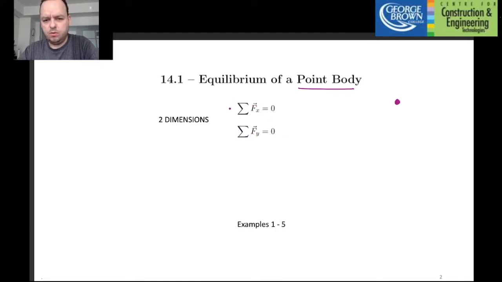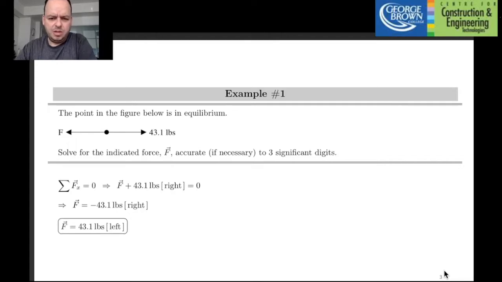So let's take a look at the following 2 conditions that we use for equilibrium. This operator here is the summation operator. It simply means the total. And in this case, it's saying that the total forces in the x direction and the total forces in the y direction have to be 0 if an object is to be in equilibrium. So the first 5 examples that we'll look at are very similar to examples that we looked at in the chapter on vectors. Alright, let's start with example 1 now.